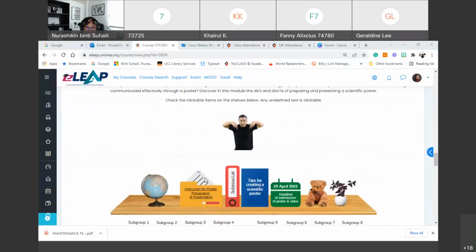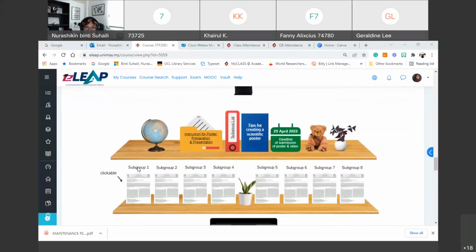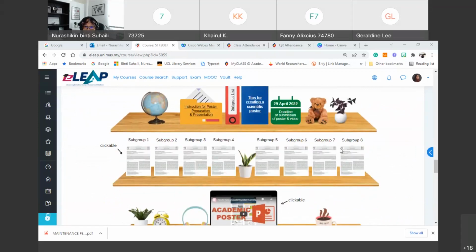And I have included these shelves. Oh my God, it's shelves, virtual shelves. You can see there are a few items on these shelves.